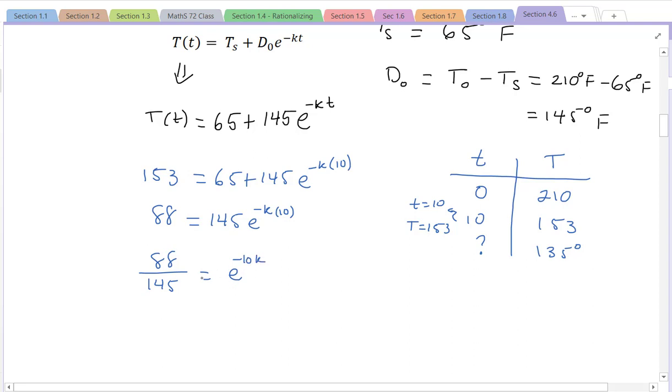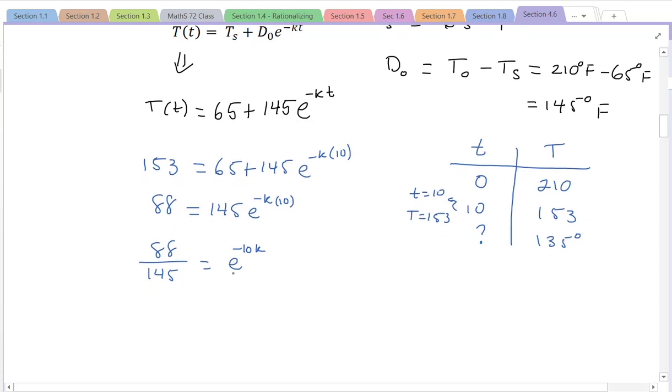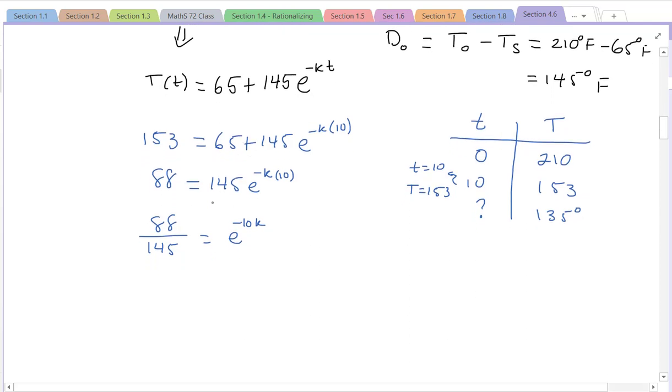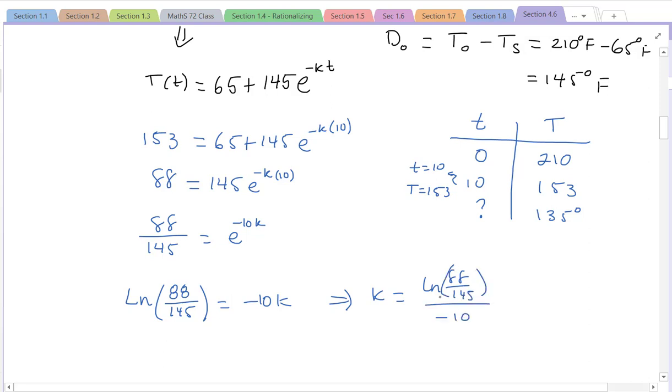And I can use the definition of the logarithm. The base of my exponential is e, so I'm going to use a log base e, the natural log. The natural log of 88 over 145 is equal to just the exponent, minus 10k, and now I can solve for k. So k is equal to the natural log of 88 over 145 divided by negative 10, which we said k should be positive because we already have a negative there. That will be fine.